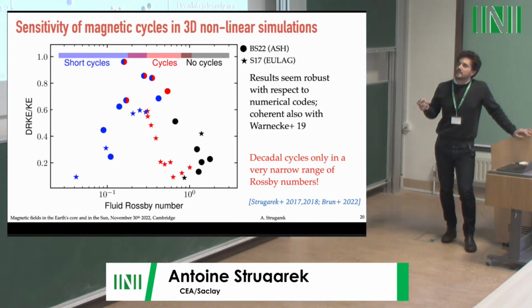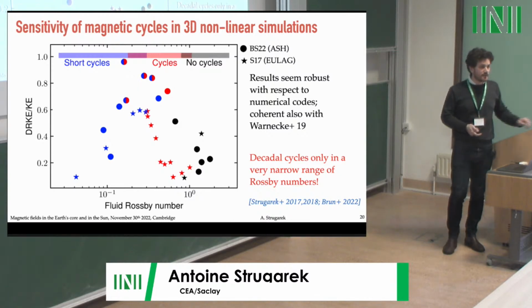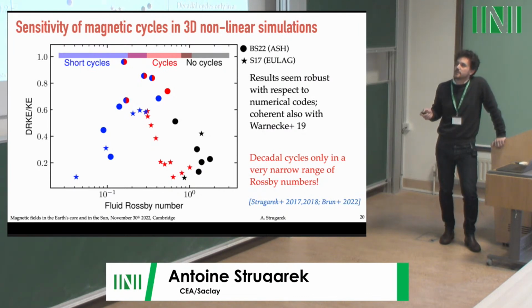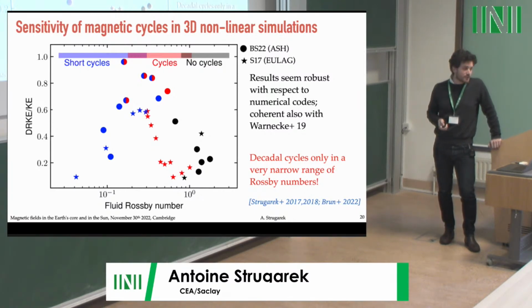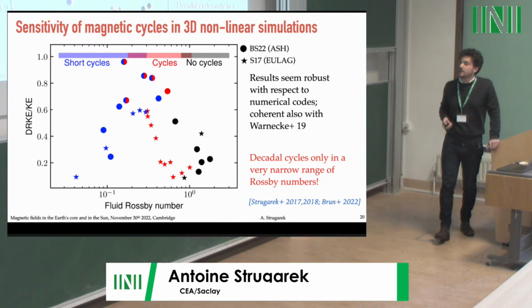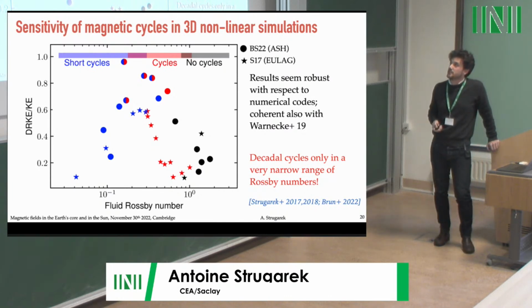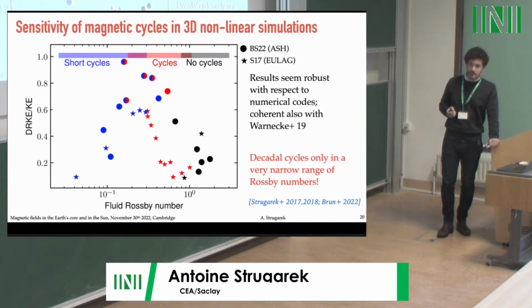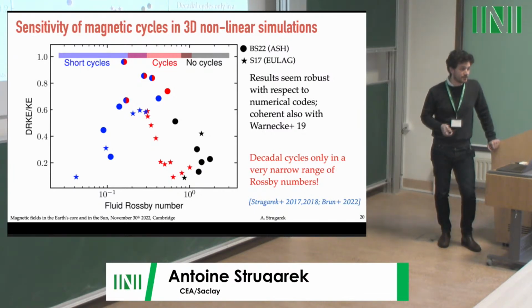In the middle, we have models that have decadal cycles that are deeply seated. The bulk of the magnetic energy is actually at the base of the convection zone of those models, and they invert on a decadal time scale. And then if you push the Rossby number higher, you completely lose the cycle, but you still have a significant amount of magnetic energy. And what I want to say here is that the Rossby number regime where we actually find those decadal cycles is quite small, as you can see here.